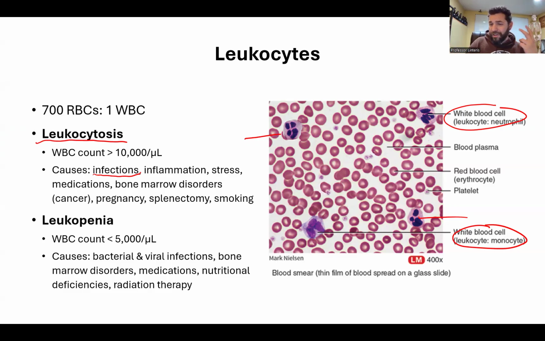But obviously, infection, inflammation, stress, some bone marrow disorders we'll talk about. And leukopenia is when you have very, very low white blood cell numbers: serious infection, certain types of medication, nutritional deficiencies, which we'll talk about a few of them, radiation, right, or any type of destruction of bone marrow. Obviously, that's where these white blood cells are being produced, so it could result in lower numbers of white blood cells.